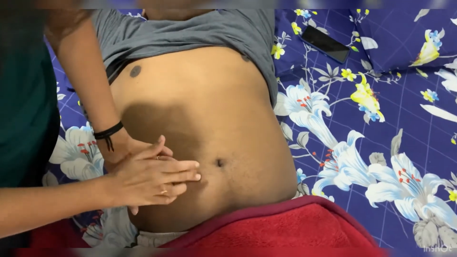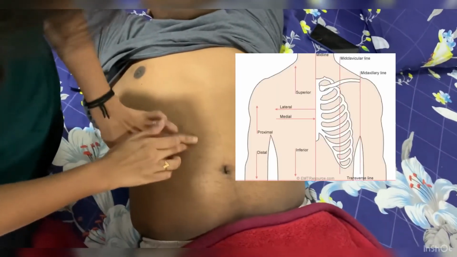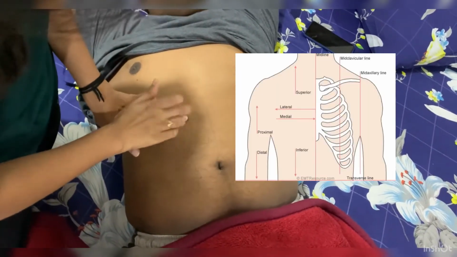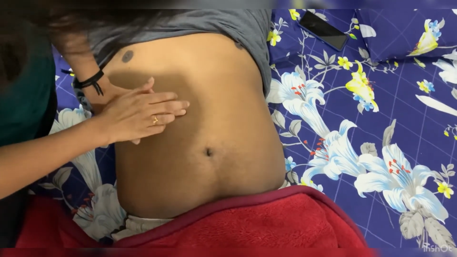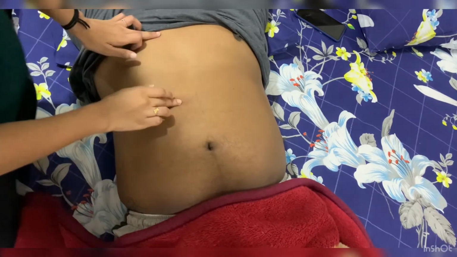Now percuss the span of the liver. First locate the mid-clavicular line. Below the umbilicus region, start the percussion. Percuss up to the nipple region.